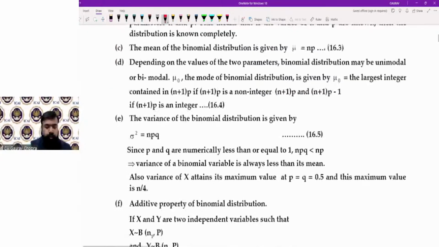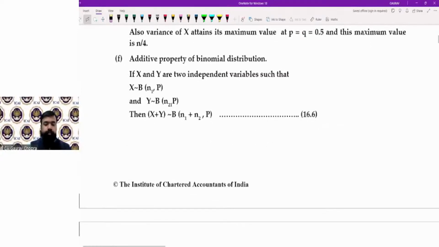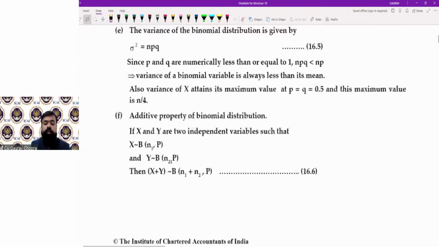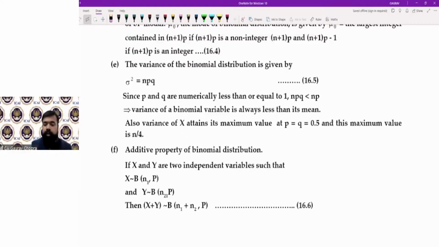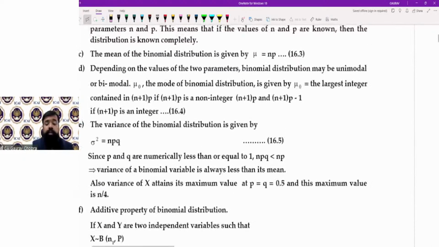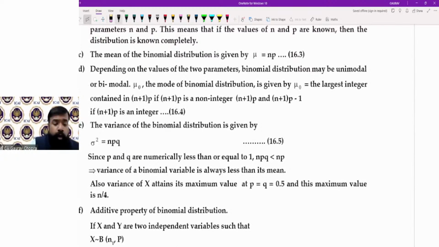So let's move. Now there is one additive property and one more property of variance. Let's understand that. Whenever we are talking about the formula, we have mean and variance. These two are here. Now we know the formula for mean and variance.